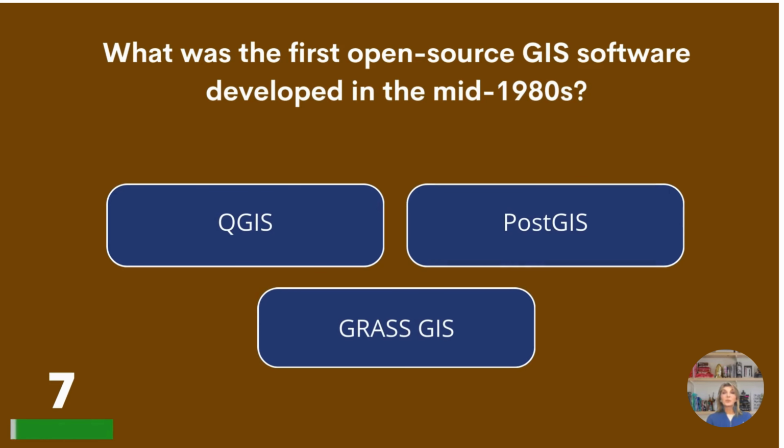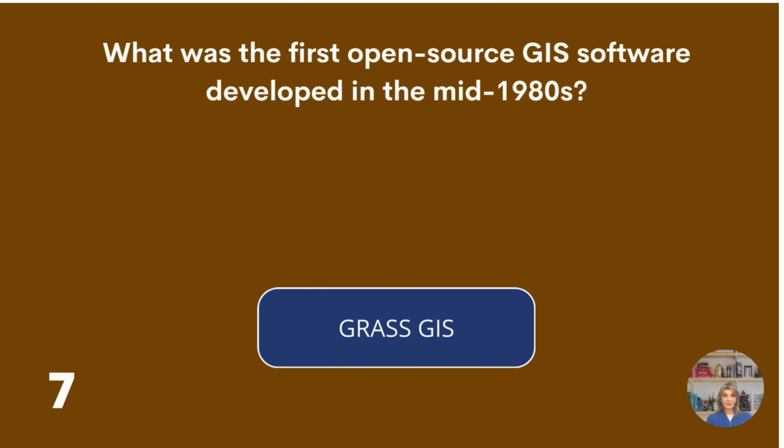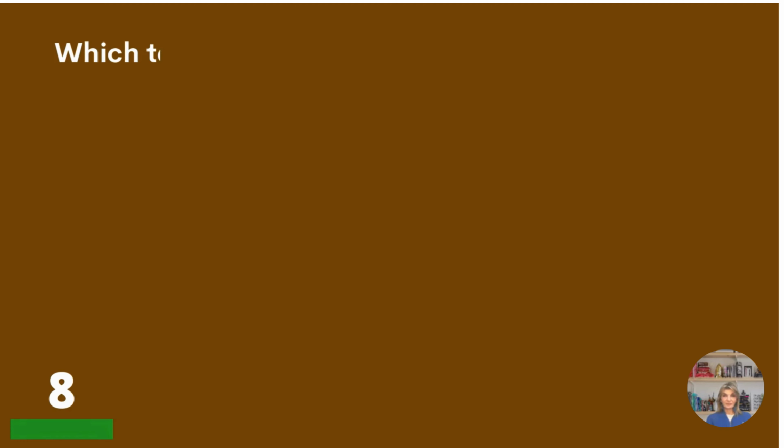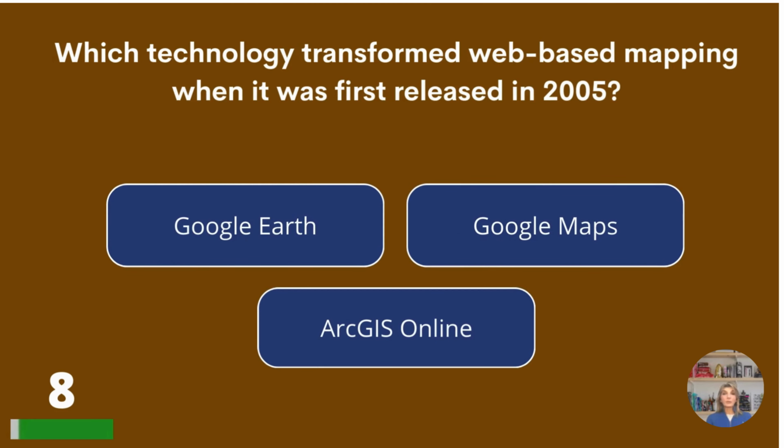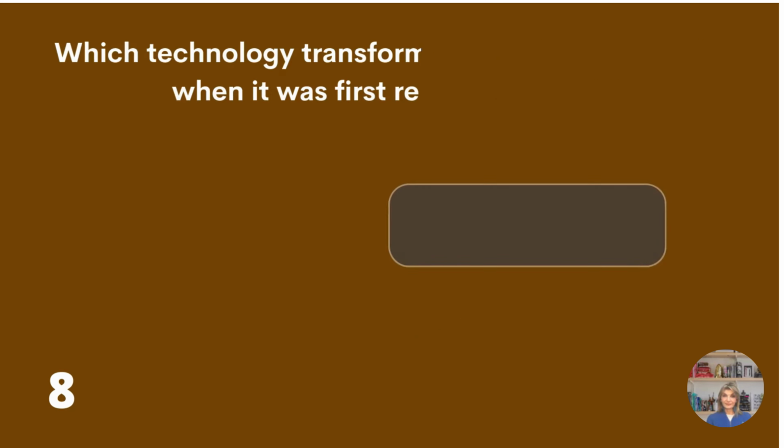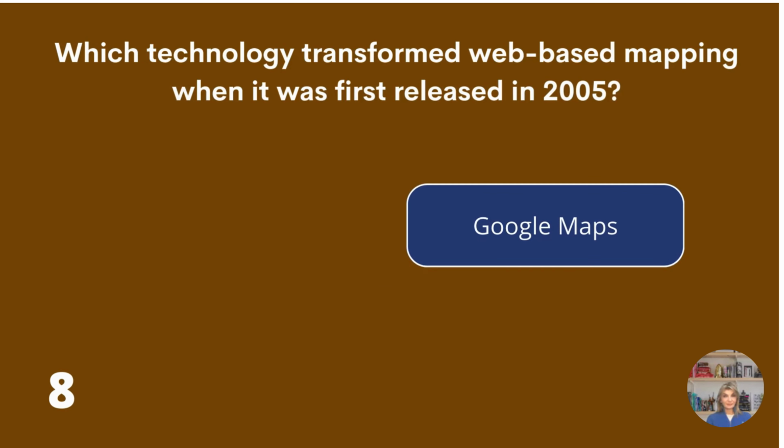What was the first open source GIS software developed in the mid-1980s? QGIS, PostGIS, or GrassGIS? GrassGIS. Which technology transformed web-based mapping when it was first released in 2005? Google Earth, Google Maps, or ArcGIS Online? Google Maps.